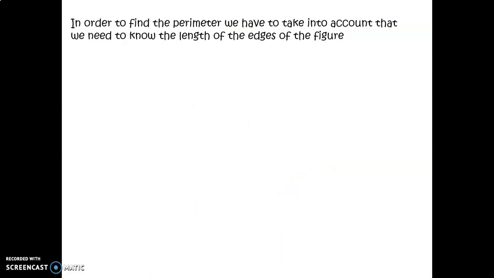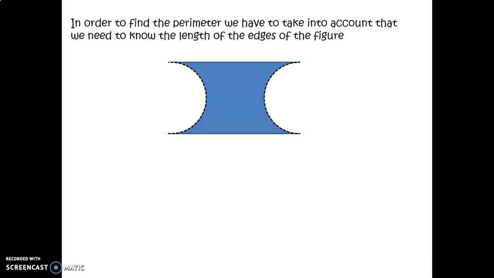So in order to find the perimeter, we have to take into account that what we're doing in here is finding the length of the edges of the figure. So this is our figure, and we want to know how much is the length of this part, but also this part and this part and this part. And when we already know the length of every part, the borders of the figure, what we're going to do is add them.